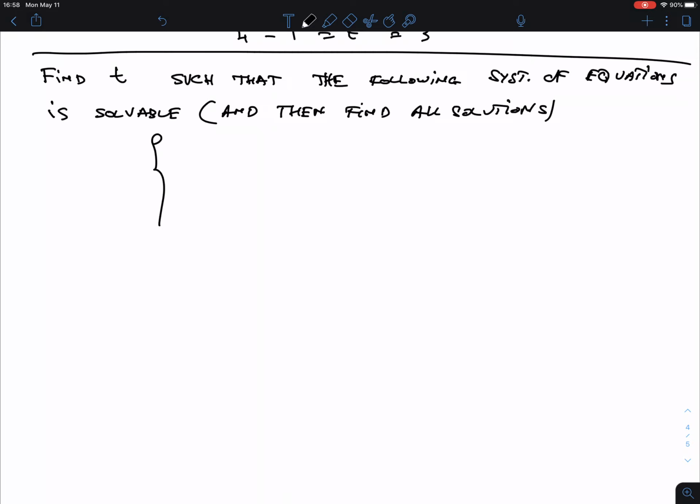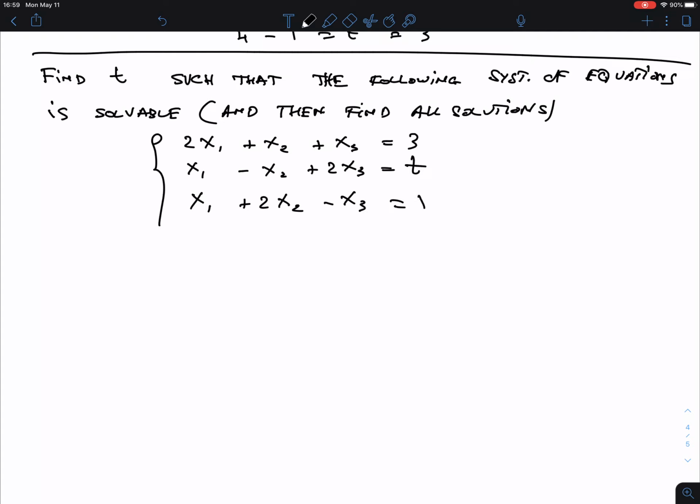So here's the system of equations: 2x1 plus x2 plus x3 equals 3. x1 minus x2 plus 2 times x3 equals t, where t is a number variable here. And then x1 plus 2 times x2 minus x3 equals 1. So how do you solve this?